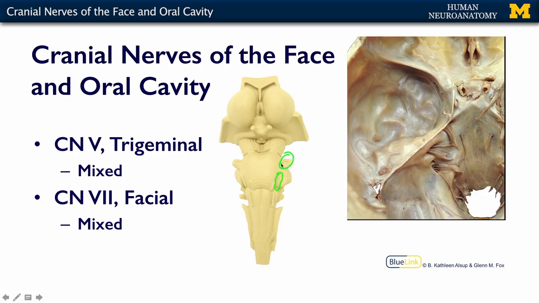Okay, and then over here on the base of the skull, you can see cranial nerve 5 here. And cranial nerve 7 is right here. This is cranial nerve 8. And just for your reminder, remember this is 3, and here's 4, and here's 6. Remember that 3, 4, and 6 were the extraocular nerves.